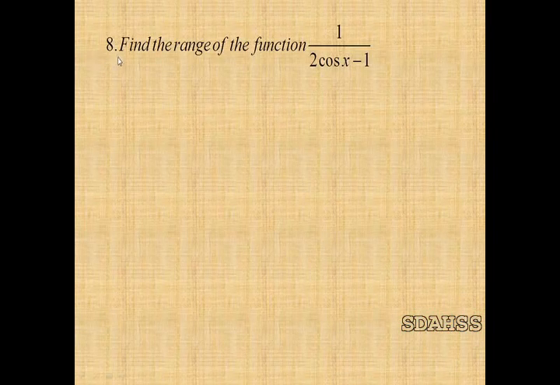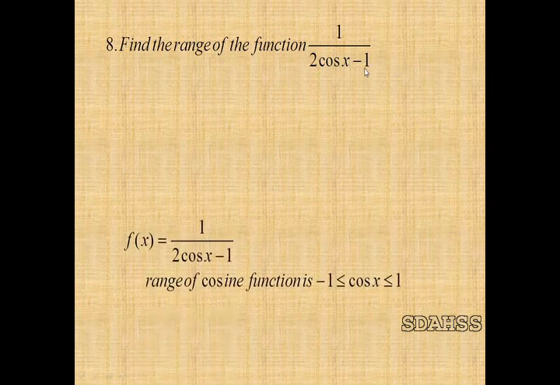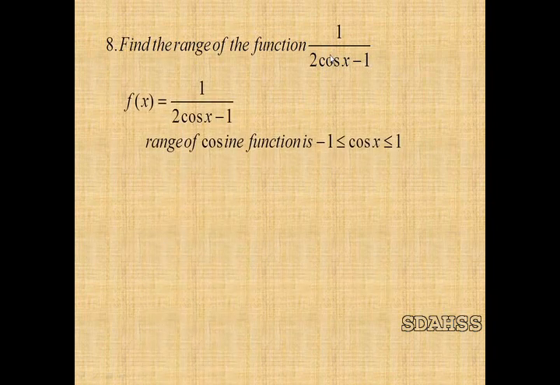Eighth sum. Find the range of the function 1 by 2 cos x minus 1. Range means possible values. What are the possible values? Consider the given function to be f of x. f of x is equal to 1 by 2 cos x minus 1.